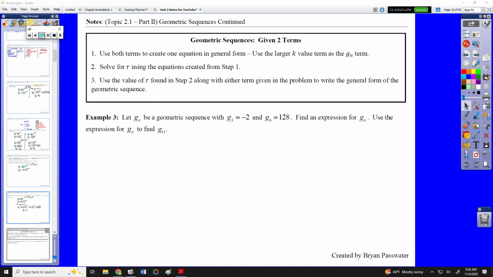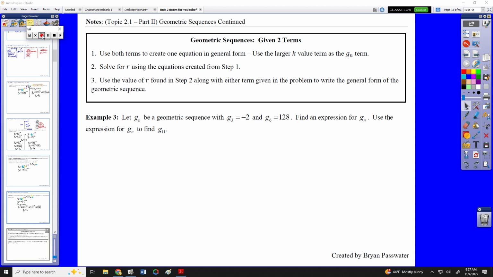Example 3 says let g of n be a geometric sequence where the third term, g sub 3, is negative 2 and the sixth term, g sub 6, is 128. Find an expression for g sub n and then use that expression to find the 11th term, g sub 11. So this is all going back to the directions earlier in the notes for how to find a geometric sequence given two terms.